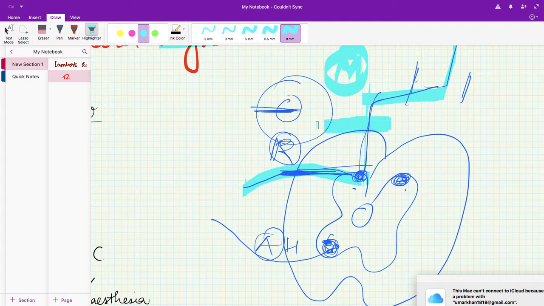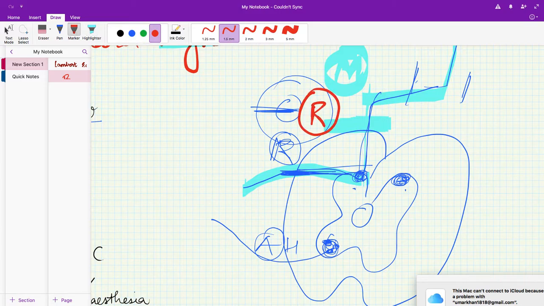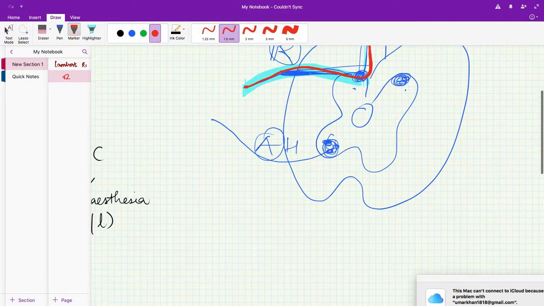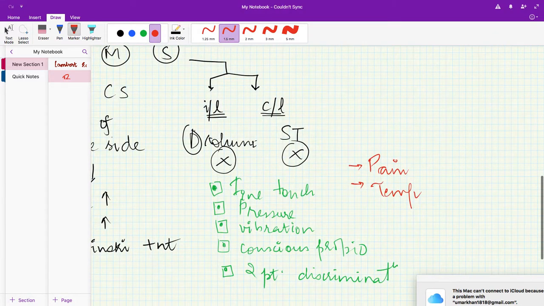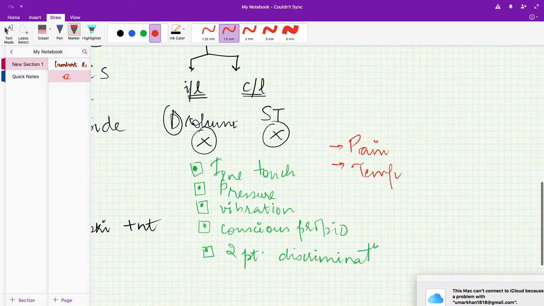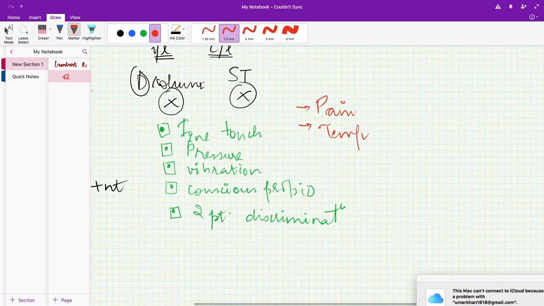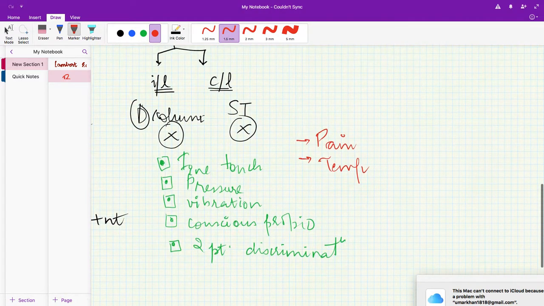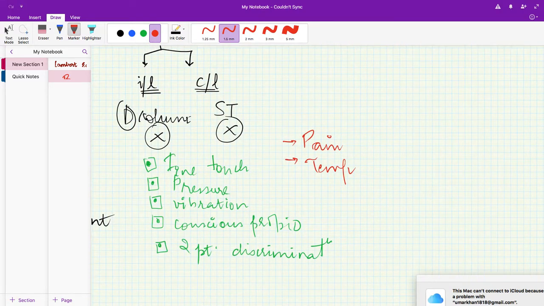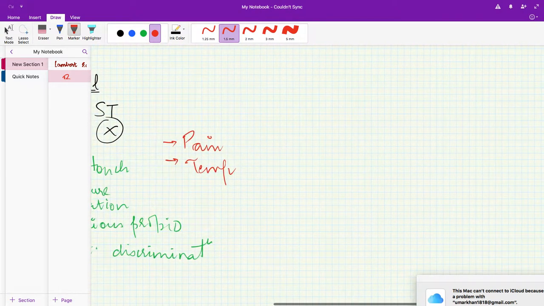So right side, there is a lesion of the spinal cord, this right side lesion of the spinal cord, as you can see. So even now the dorsal columns are of the right side itself. So ipsilateral dorsal column involvement will be there. So fine touch, pressure, vibration, conscious proprioception, and 2-point discrimination will be affected. Whereas on the contralateral aspect, the spinothalamic tract, what happens in the spinothalamic tract, I'll tell you.